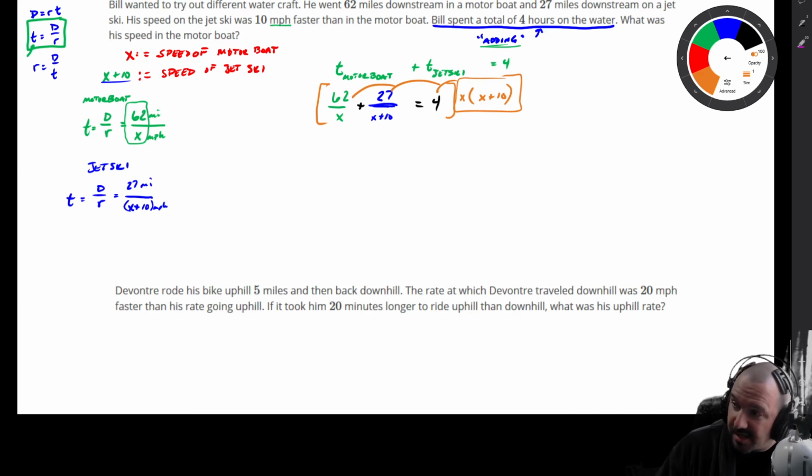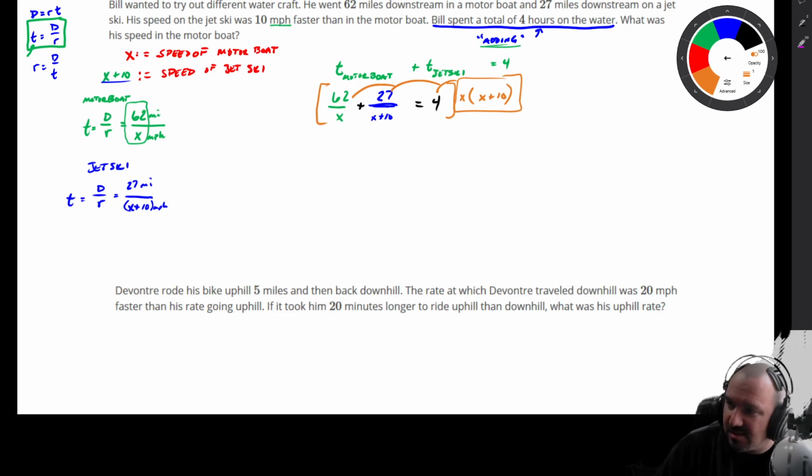When I bring this x and x plus 10 over to the 62, I notice I'm also dividing by x. Well, the speed of the motorboat can't be 0. So I've already determined that that's not possible. And x can't be negative 10 because that means we're going in reverse. That doesn't make any sense. So I don't have any restrictions really on x other than what's physically possible. That means that x is non-zero. I can go ahead and divide by it.